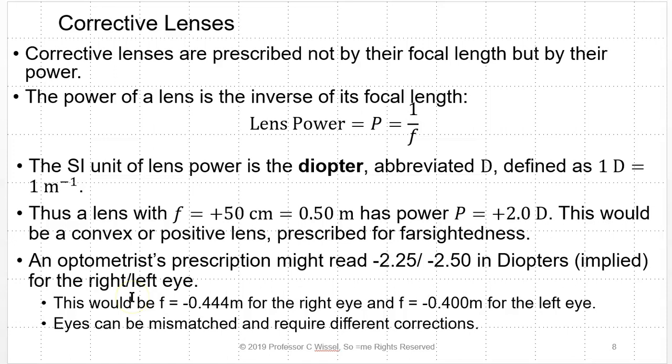An optometrist prescription might read minus 2.25 / minus 2.50 in diopters. And of course, this is implied for the right-left eye. This would mean that the focal length is minus 0.44 meters for the right eye and minus 0.400 meters for the left eye. Now, eyes can be mismatched and require different corrections.